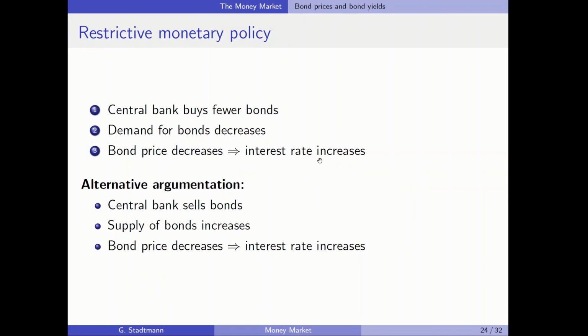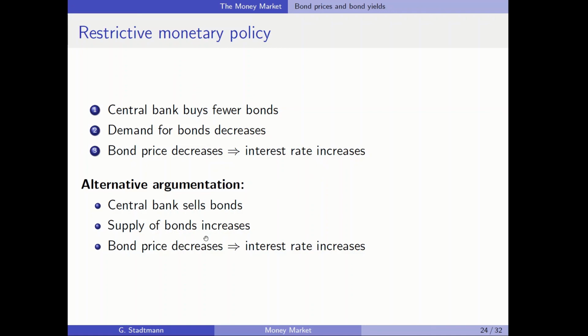Two examples for a restrictive monetary policy. So the central bank buys fewer bonds, therefore the demand for bonds decreases, and this will lead to a decrease of the bond price. When the bond price decreases, the interest rate increases. So a restrictive monetary policy leads in the end to an increase of the interest rate.